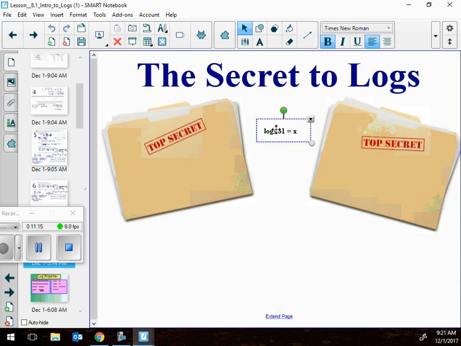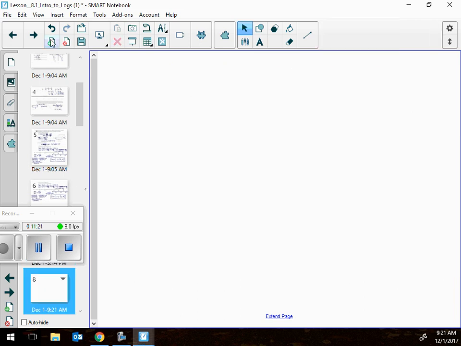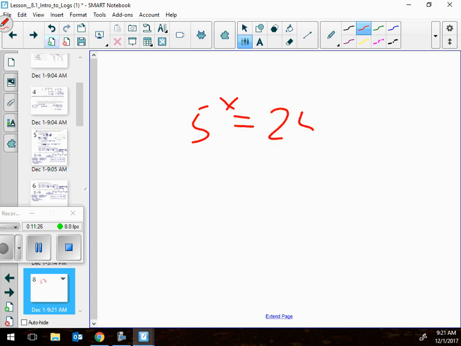That is a typical log question, log base 3 of 81. What in the world does it mean? Here's my intro to logs. If I said 5 to the x equals 25, all of you, given a few seconds, could figure out that x must be 2, because 5 squared is 25. But 5 to the what equals 24? That's a more intriguing question.